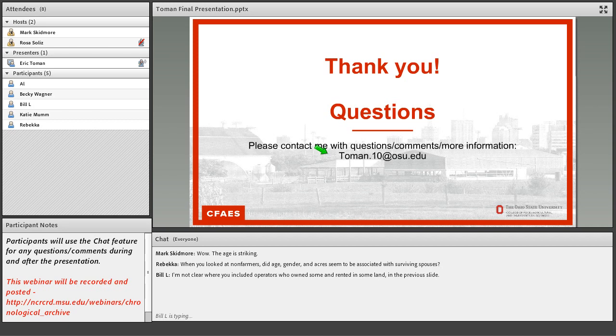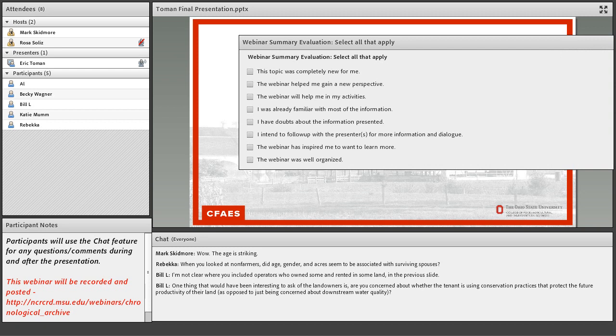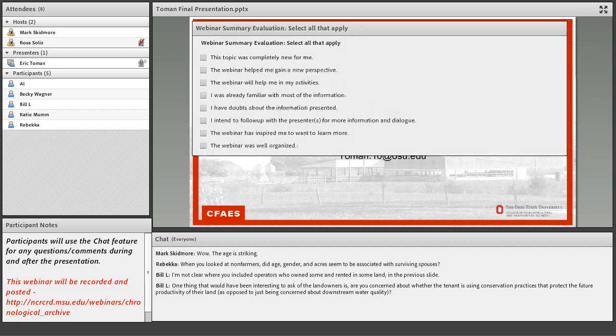But Rebecca asked, when looking at non-farmers, did age, gender, and acres seem to be associated with surviving spouses? I think that's a great question. It's not something that we've yet looked at just because we haven't got to that part of the data yet. But I'll note that. And Rebecca, I'd be more than happy to follow up with you afterwards. I think in many cases that likely is true. I know we've definitely seen that in other locations.